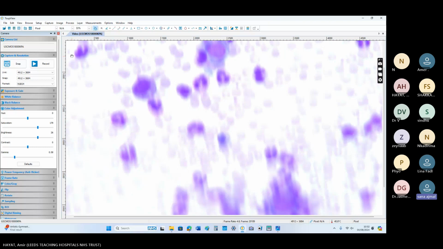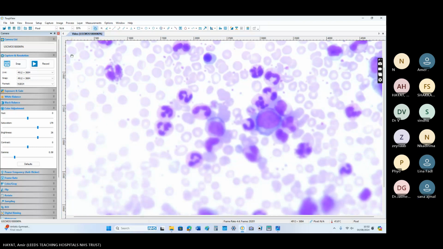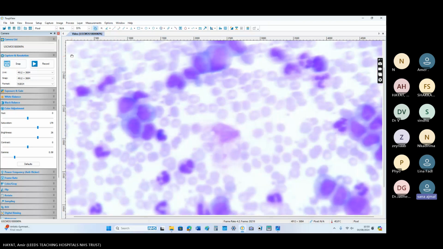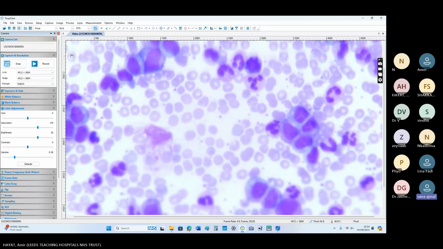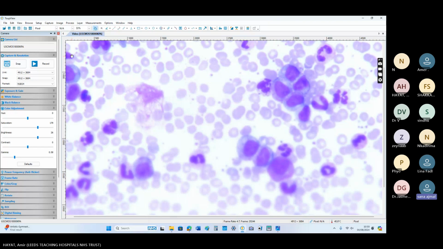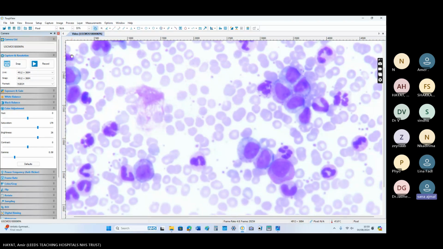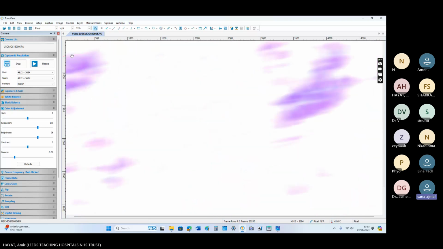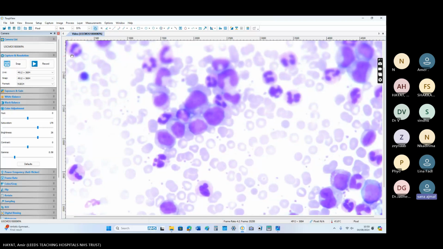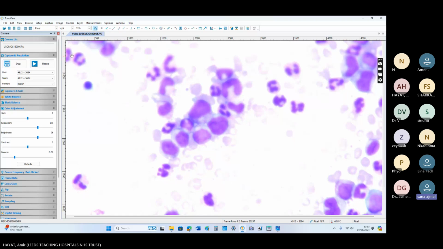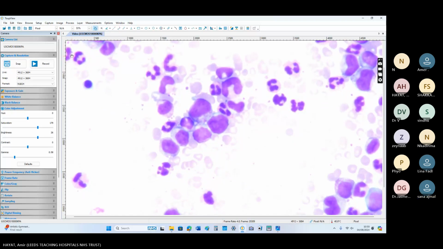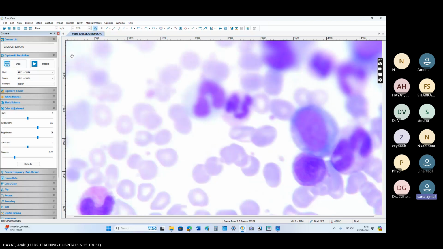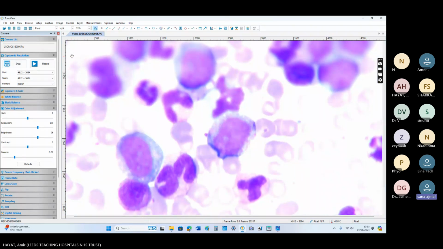Yeah. So it looks like a CML, but it could be in the differential with CMLN, chronic neutrophilic leukemia, but my initial provisional diagnosis should be CML for that patient, chronic myeloid leukemia. The blasts are 21%. So it could be in the blast phase then.